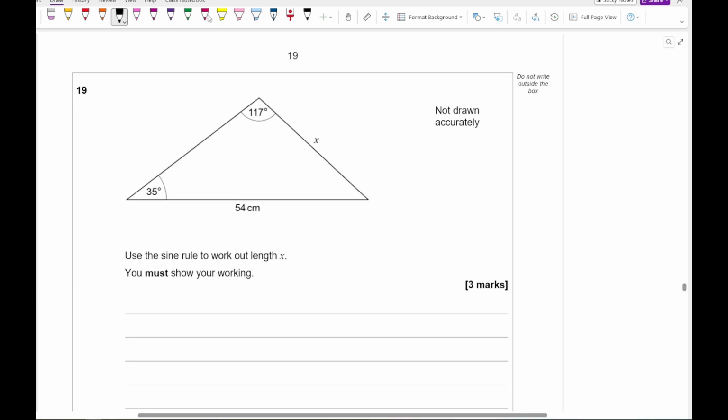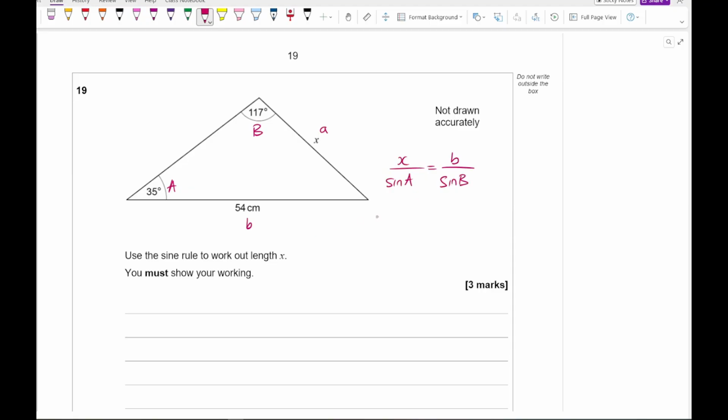Moving on to question 19, it says use the sine rule to work out the value of x. So for this, what we need to do is label our diagram. So if I just call this A, this will be little a, and this is going to be angle B, and this is going to be little b. Now the sine rule is x over sine A equals b over sine B.